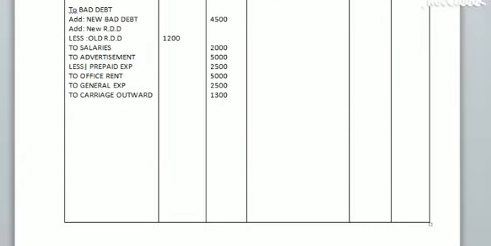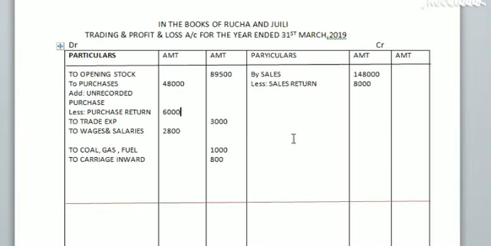The first adjustment is closing stock, cost price 88,000 rupees. So closing stock here, trading account credit side. We have to leave some space. By closing stock, the amount will come in outer column. Amount is here 88,000 rupees.